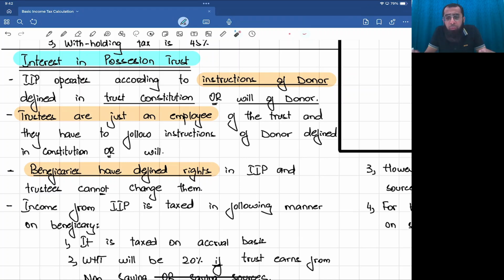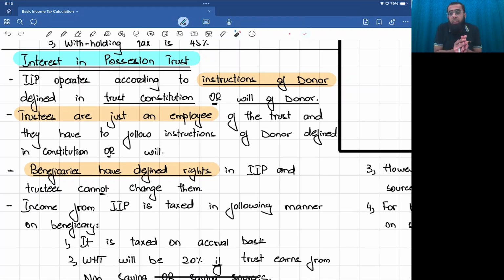The objective of creating interest in possession trust is not to do tax planning. It's a real trust which we are creating due to our need. It's not for tax planning. Discretionary trust was for tax planning. We adjust the beneficiaries, do income tax planning. Interest in possession trust is not like that.